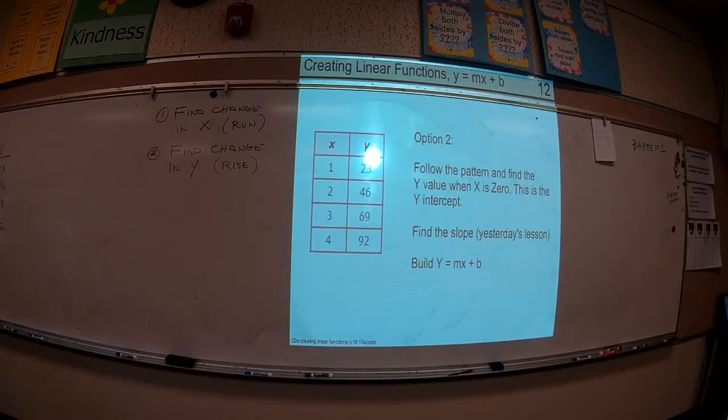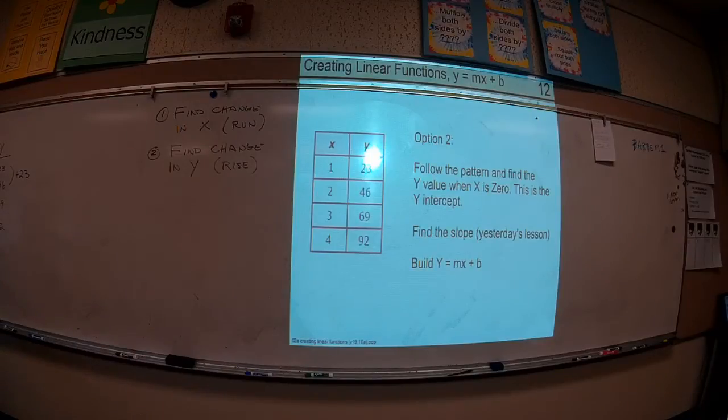Andrew said find the change in y. Let's do that. Andrew, I was at 23, now I'm at 46. What's the change? Perfect, 23. So we have our rise, we have our run.